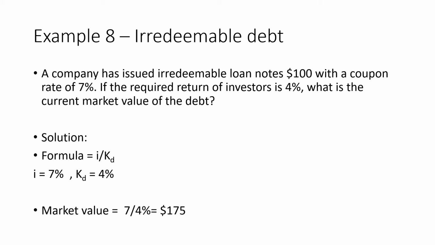And the solution is simple. As we know that the coupon rate is 7%, so 7% is I, and 4% is KD. So 7 divided by 4% is equal to $175. So this is the value for this irredeemable debt which is being issued, and it has the characteristic that it will provide 7% return, and 4% would be the cost of that debt. So the current market value of this debt is $175.